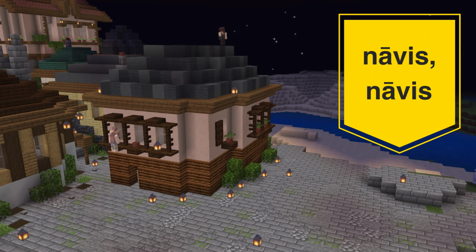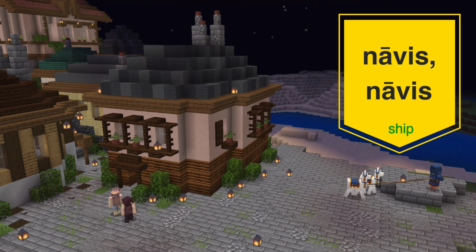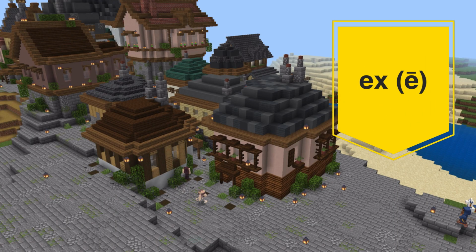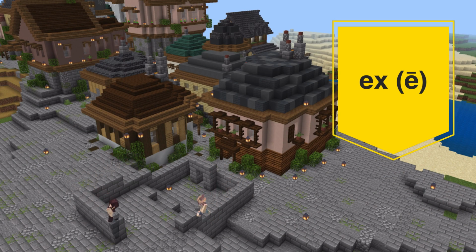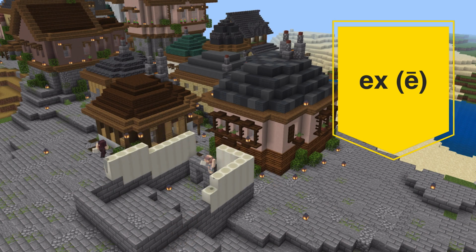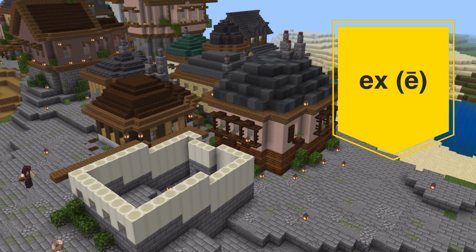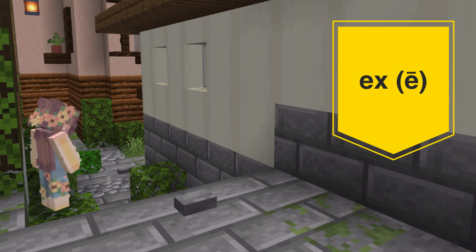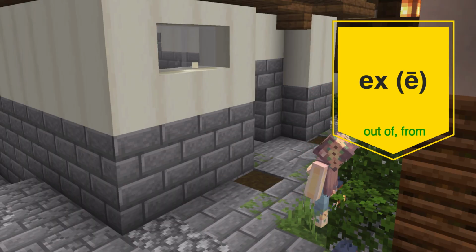Then we have navis, navis. Third declension noun. Think of navigation. It means ship. And then we have a few prepositions. We have ex or e. The difference between these two, the reason why it gives you this in parentheses, is that this ex here is used whenever the next word starts with a vowel, versus e, which is used whenever the next word starts with a consonant. Think of exit when you think of this word, and that'll help you remember that this means out of or from.